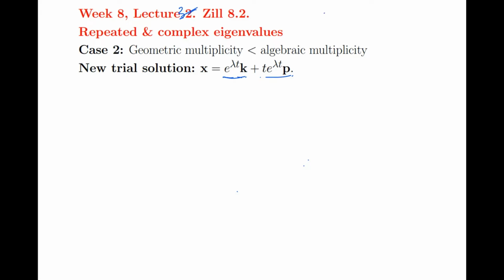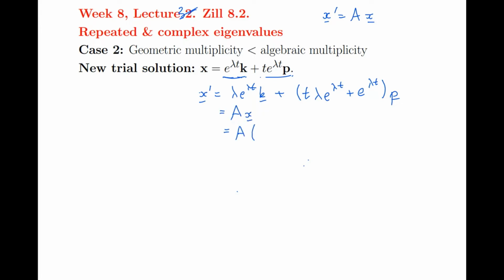We're going to substitute this into the differential equation, which was x prime equals Ax. So that means I need to differentiate this with respect to t. And I get lambda e to the lambda t times k from the first term. And in the second term, I will get two terms differentiating t e to the lambda t with the product rule. I will get t times lambda e to the lambda t plus the derivative of the first term times the second term, e to the lambda t, all times the vector p. And this is supposed to equal Ax, which itself is equal to A times e to the lambda t k plus t e to the lambda t p.